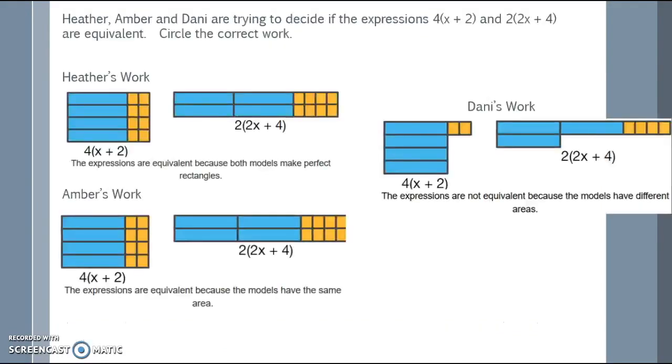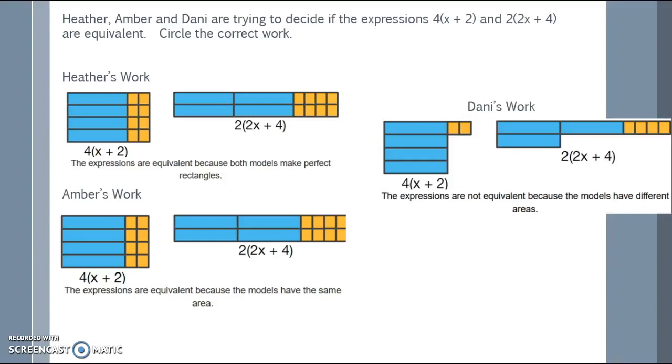Heather, Amber, and Danny are trying to decide if the expressions 4 times x plus 2 and 2 times 2x plus 4 are equivalent. Circle the correct work. Here is Heather's work. She has 4 groups of x plus 2, correct? And she has 2 groups of 2x plus 4. She states that the expressions are equivalent because both models make perfect rectangles.